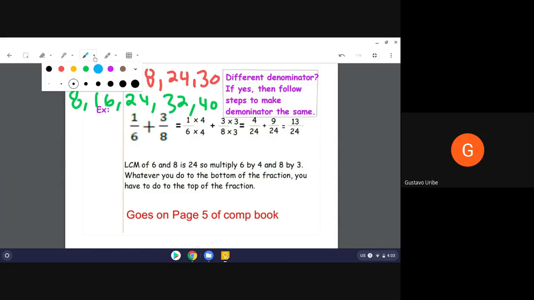Well, look, the least common multiple is the first number that these have in common. So I see that there's a 24 here, there's a 24 here. So I try to make them both have a 24 in the denominator. And that is how we got 24.